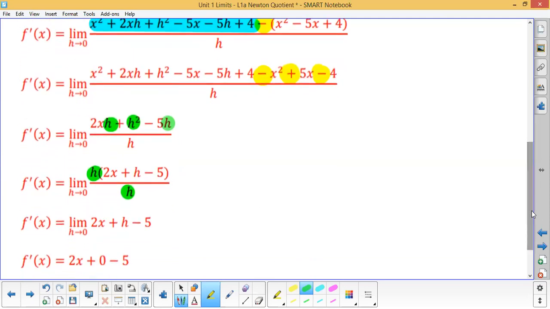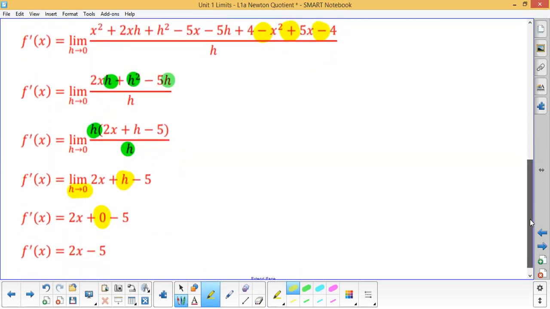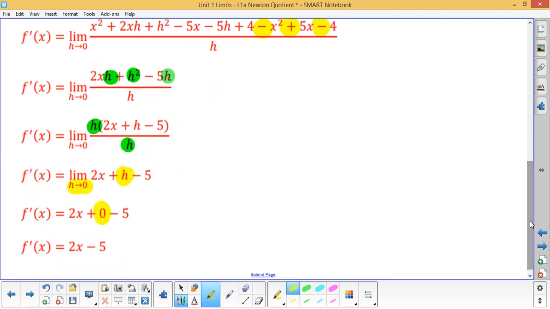And so once I have a simplified equation, all that is left to do is substitute a 0 where I see h in the equation. So this time we don't have a value for the instantaneous rate of change. We have a formula. F prime of x is equal to 2x minus 5. We call this the derivative.